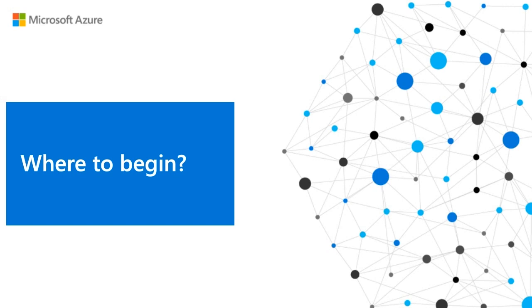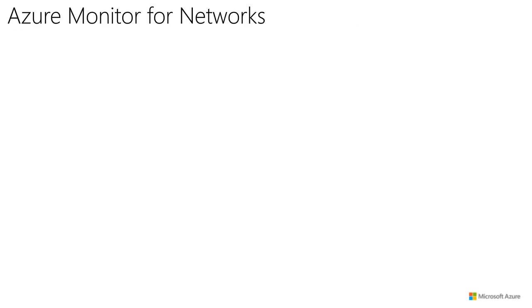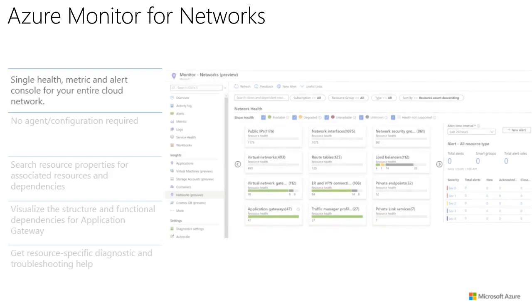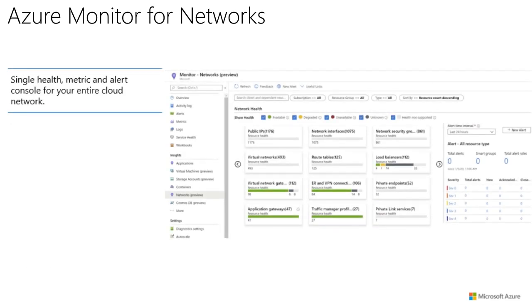So the first question that we have when we start off on any journey is, where do we begin? And for that, we have created something called Azure Monitor for Networks. Currently, when you deploy any resource in Azure, any networking or any other resource, we create a set of metrics for that particular resource that are available for you. These metrics help you understand the utilization of your resources, the latencies that are involved, and along with that, you can actually trigger alerts on these particular metrics.